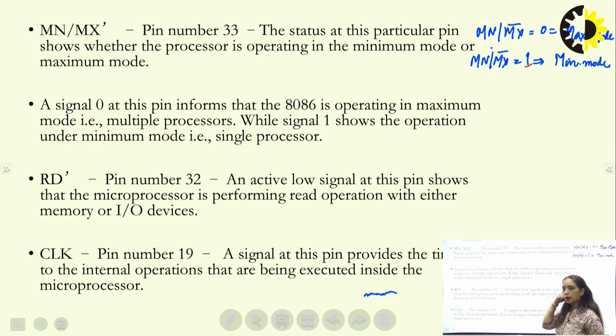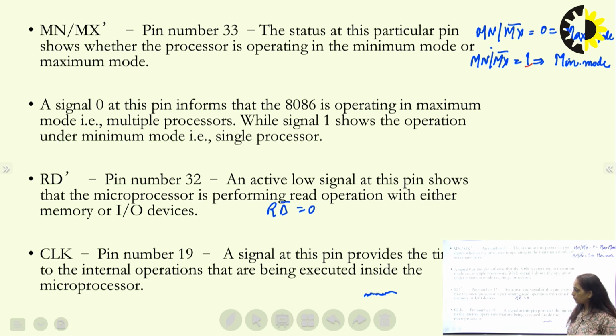Then we have read bar pin, which is connected to pin number 32. It is an active low signal, so whenever the value of the read bar signal is 0, it states that your microprocessor wants to read some data from memory or some IO devices.